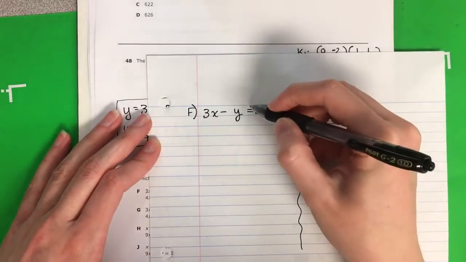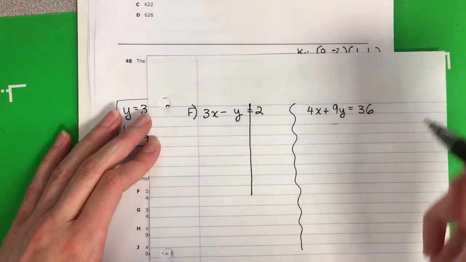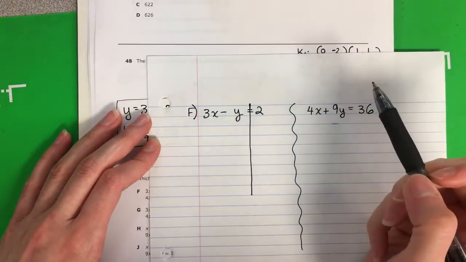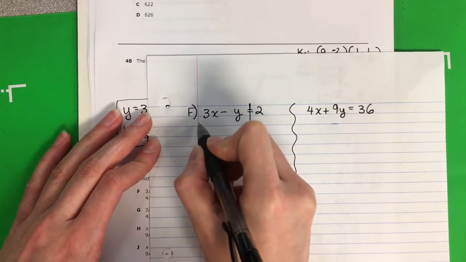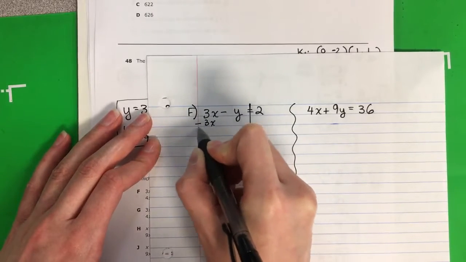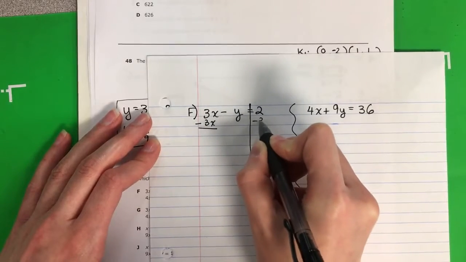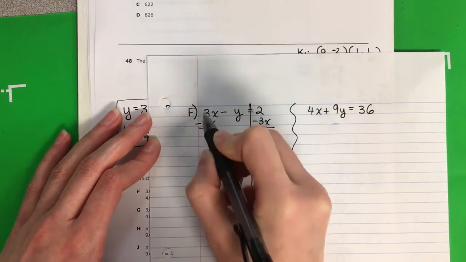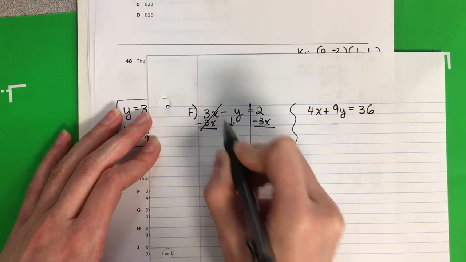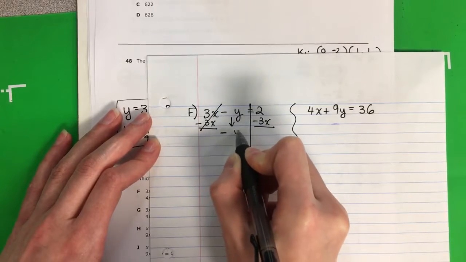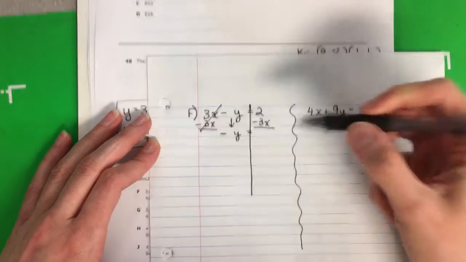I'm going to draw my line. And what I need to do is move my x first. So this is a positive 3x. The opposite is negative, so minus 3x. And copy to the other side, minus 3x. 3 minus 3 cancels. It's a 0. Copy down. Don't forget that negative y equals.